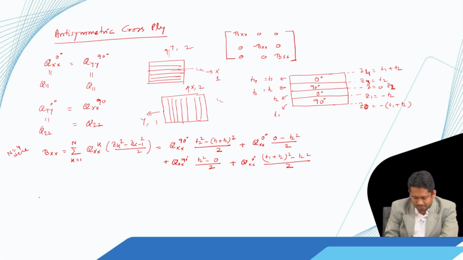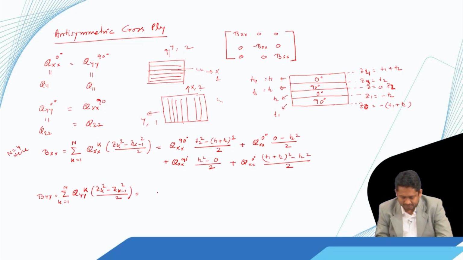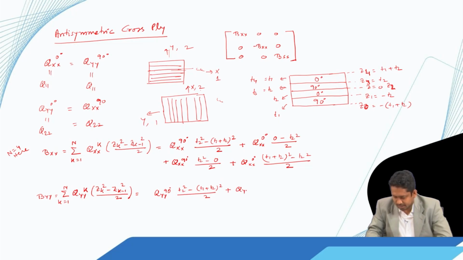Now, if we find out Byy, then that is again summation k is equal to 1 to n Qyy of the kth layer multiplied by zk square minus zk minus 1 square by 2, and then here we have Qyy of a 90 degree layer multiplied by t2 square minus t1 plus t2 whole square by 2, plus we have Qyy of a 0 degree layer multiplied by 0 minus t2 square by 2, plus we have Qyy of a 90 degree layer multiplied by t2 square minus 0 by 2, plus we have Qyy of a 0 degree layer multiplied by t1 plus t2 whole square minus t2 square by 2.